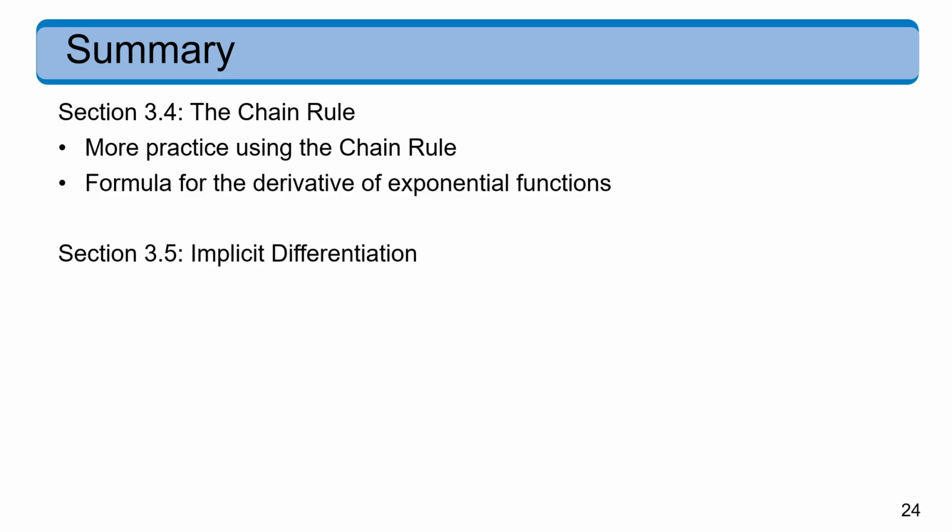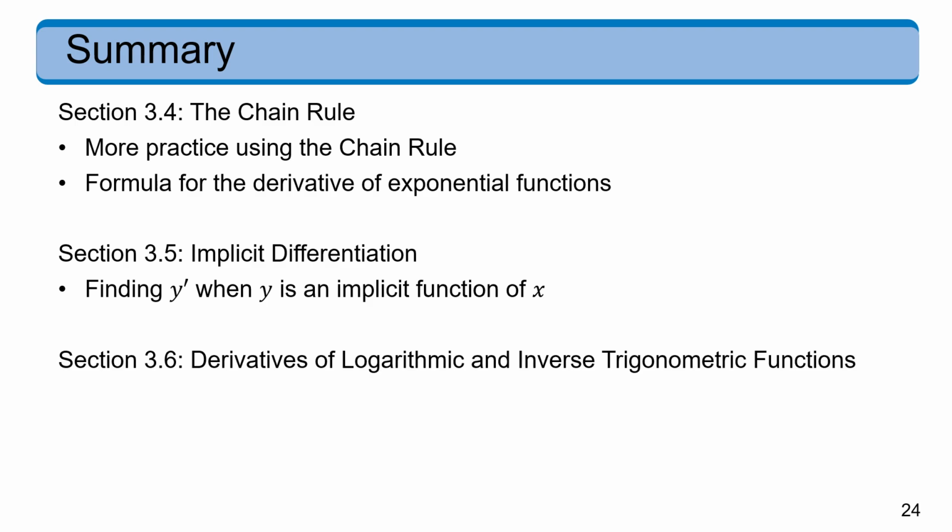Then we did all of section 3.5 on implicit differentiation. So we learned a method for the situation where you have an equation that's not solved for y. That means it's an implicit equation. And we learned a method where we could still find y prime. Then we just started section 3.6, where we're learning more derivative formulas, this time for logarithmic functions and inverse trig functions. So far, we derived the formulas for derivatives of logarithmic functions. We'll continue with this section next time.